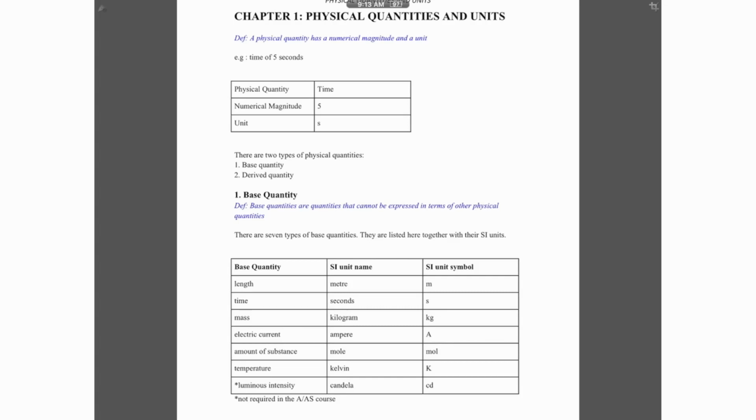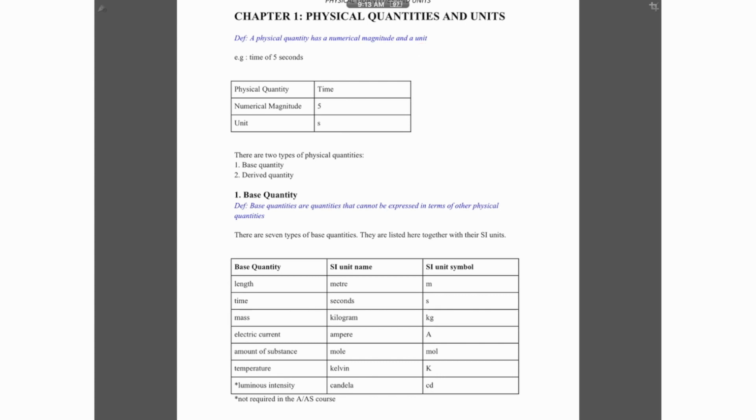Right, so under this chapter of physical quantities and units, first we're going to learn about what is a physical quantity. So what's the definition of a physical quantity? Quantities that can be measured. Okay, some people say it's quantity that can be measured, but the full definition is a physical quantity that has a numerical magnitude and a unit.